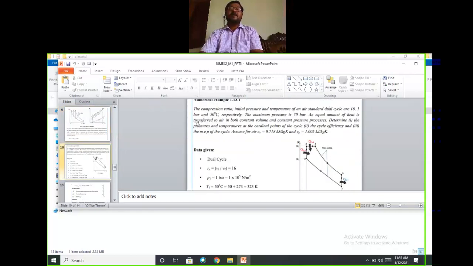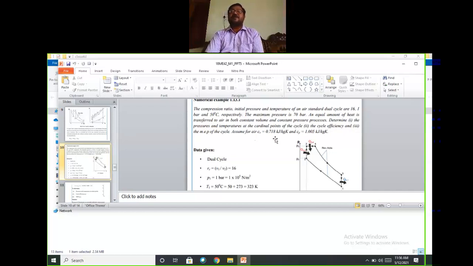The compression ratio, initial pressure and temperature of an air standard dual cycle are 16, 1 bar and 50 degrees Celsius respectively. The maximum pressure is 70 bar. An equal amount of heat is transferred to air in both the constant volume and the constant pressure processes. Determine the pressure and temperature at the cardinal points of the cycle. Cardinal points means the different states. Also determine the cycle efficiency and the mean effective pressure of the cycle.